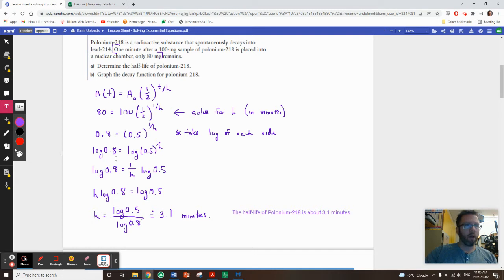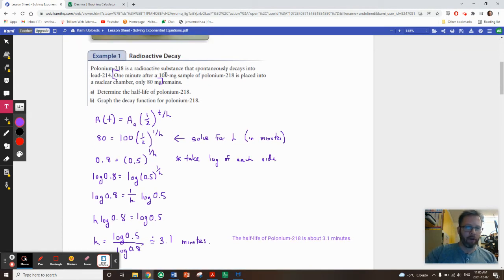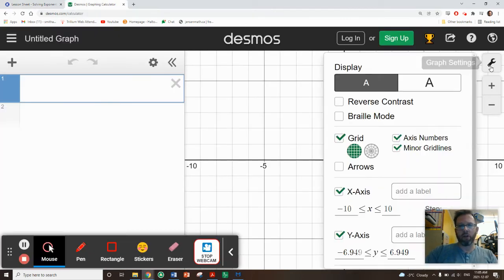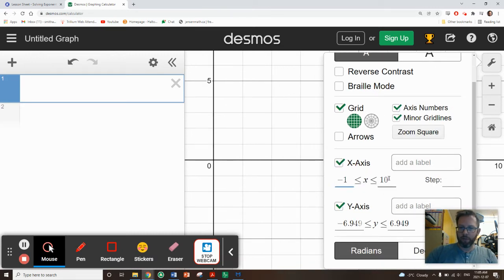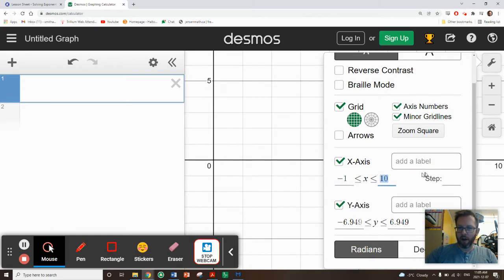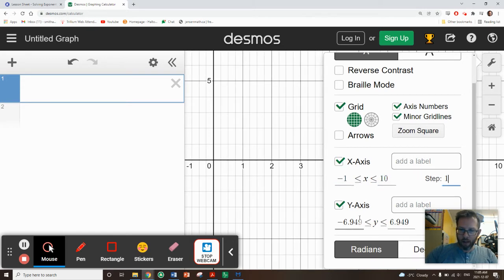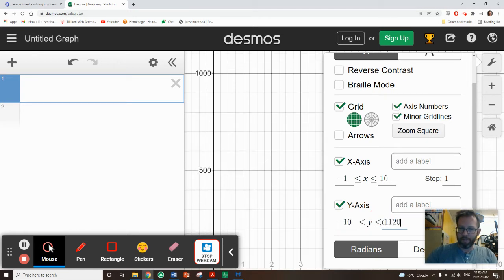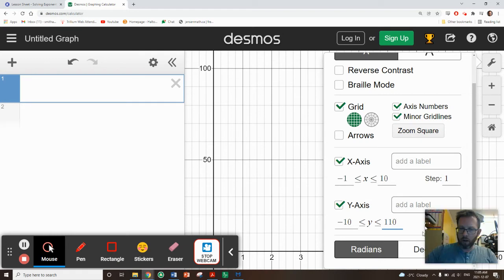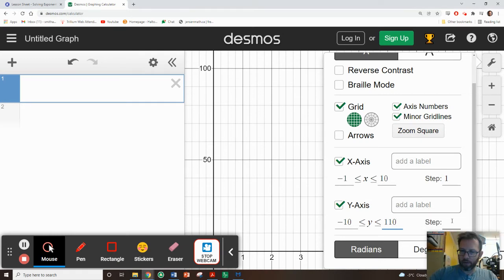Now, let's use technology to graph this one and just see how this checks out. We started off with 100 milligrams, and in 3 minutes it went down to 50. So I'm just going to head to Desmos. Probably a good range of values to use here: maybe -1 to 10 with a step of 1. And then -10 to maybe 110 with a step of 10.